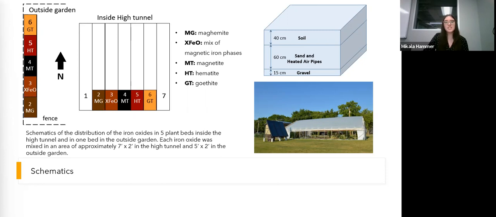And then in the diagrams on the right, we have different layouts of how we mixed in our soils. Again, the colors correspond to the different samples we used, which can be seen in the caption on the right.